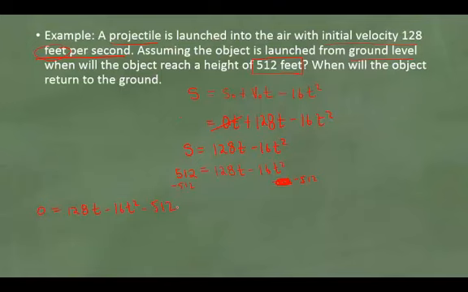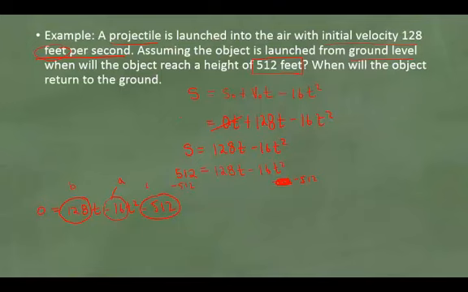Be a little careful here. Our a now is what? Our a is negative 16. Remember, our a is always what's in front of the t squared. Our b is what's in front of the t, so it's 128. And our c is just that extra number by itself. C is equal to negative 512.